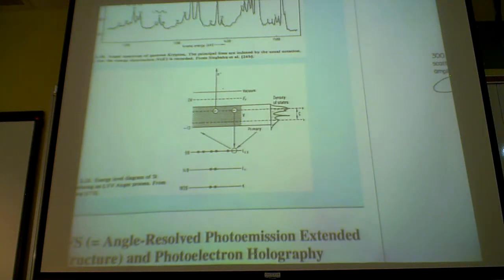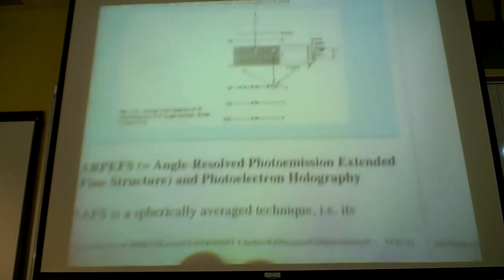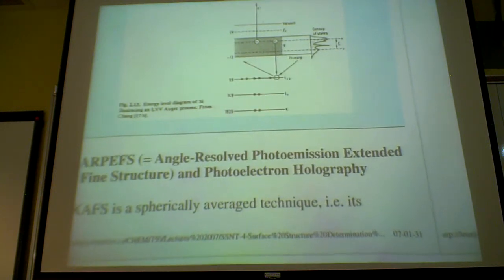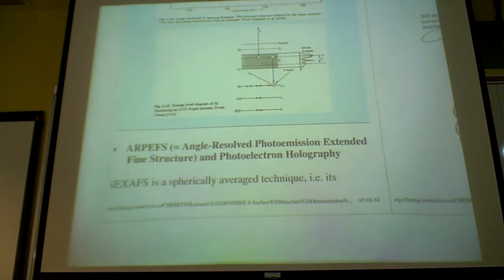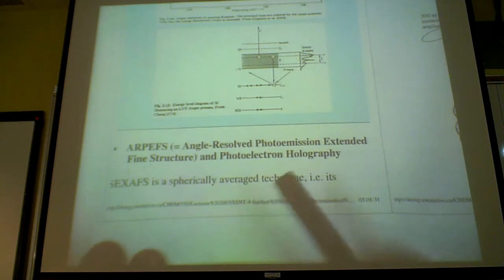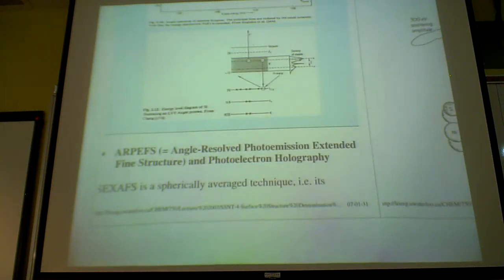So much for EXAFS. Now you can do an angle resolved photoemission equivalent of EXAFS. It's called angle resolved photoemission extended fine structure, and this eventually evolved into photoelectron holography. A very exciting field for a while, and then it fizzled away because the analysis of the holography, or so-called hologram, becomes so complicated that people lost interest. Essentially, the material chemists lost interest because it just takes so much work to generate some 3D structure.